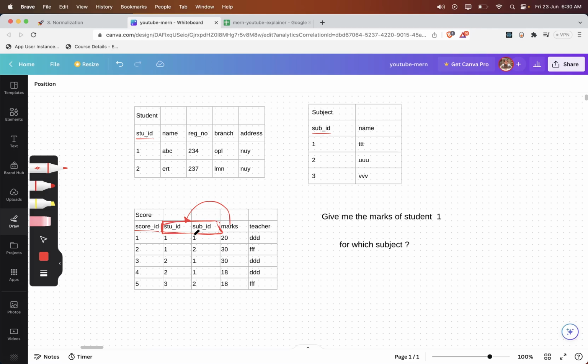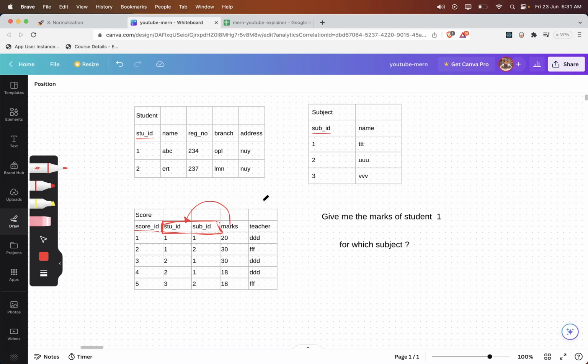Marks are dependent on student and subject ID. You cannot give marks only by means of subject ID. Then you'll ask me a question: for which student? Give me the marks of subject 1, and you'll ask me, for which student? So if you want to get the marks, you need to provide both student and subject to get the correct marks. This is called dependency. So marks are dependent on student and the subject.